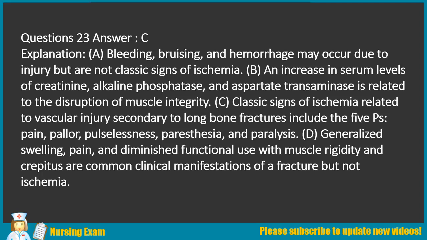Question 23. Answer: see explanation. A. Bleeding, bruising, and hemorrhage may occur due to injury but are not classic signs of ischemia. B. An increase in serum levels of creatinine, alkaline phosphatase, and aspartate transaminase is related to the disruption of muscle integrity. C. Classic signs of ischemia related to vascular injury secondary to long bone fractures include the 5 Ps: pain, pallor, pulselessness, paresthesia, and paralysis. D. Generalized swelling, pain, and diminished functional use with muscle rigidity and crepitus are common clinical manifestations of a fracture but not ischemia.